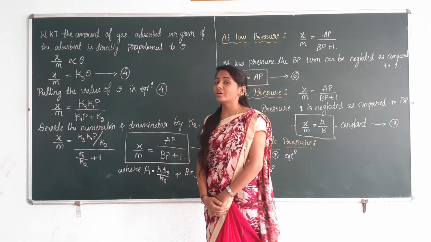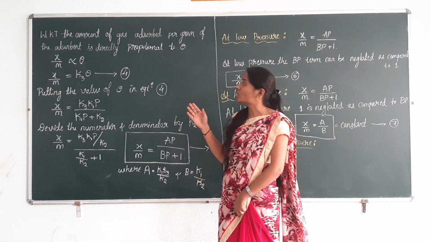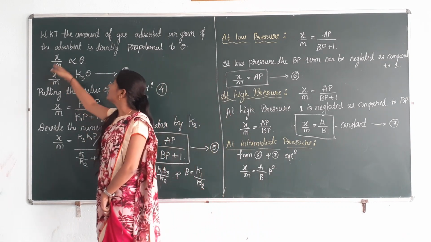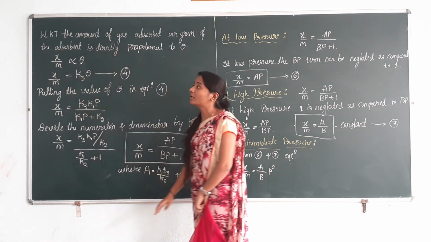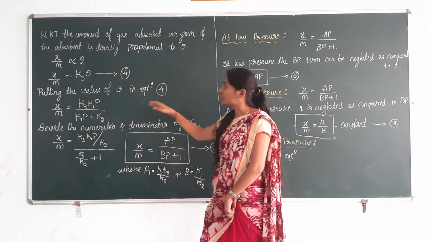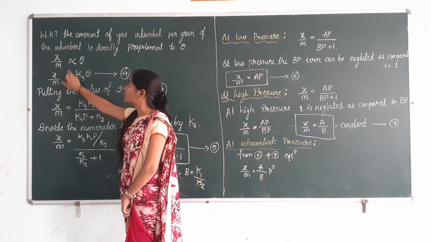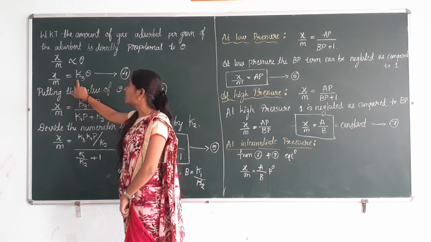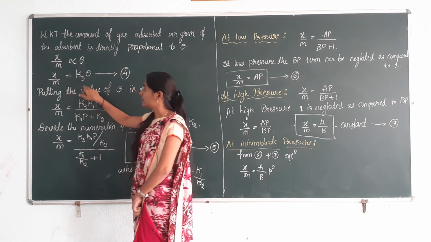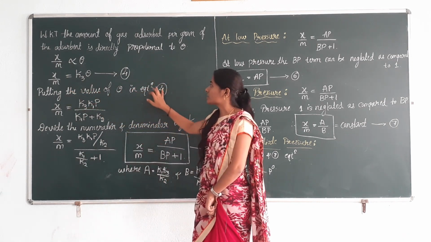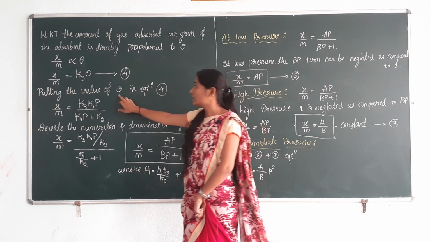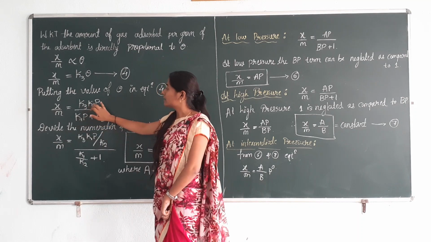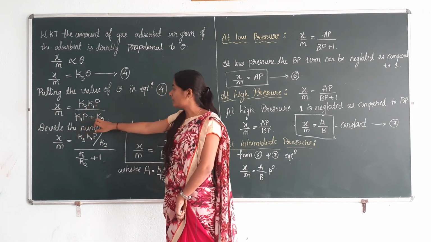We know that the amount of gas adsorbed per gram of the adsorbent is directly proportional to theta. So x by m is proportional to theta. For this proportionality we take K3, the proportionality constant, so x by m equals K3 theta. Putting the value of theta from the third equation into equation 4, we get x by m equals K3 K1 P divided by K1 P plus K2.